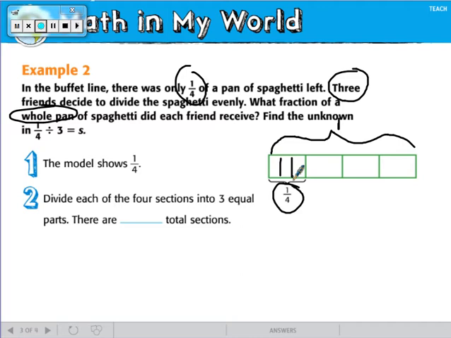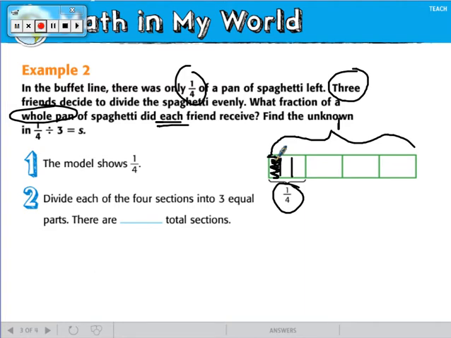Like so. How many of the friends do we actually care about? 1. We want to know what each friend got. So each friend represents how many of those 3? If I said each friend, how much does each friend represent out of the 3 pieces I broke our quarter into? 1. So we're only looking at 1, right?